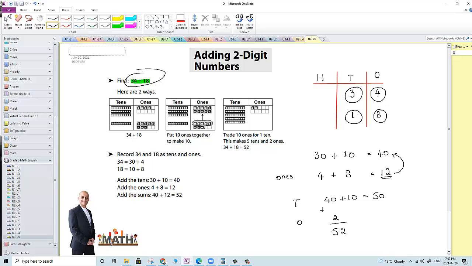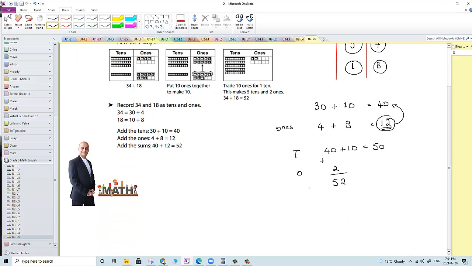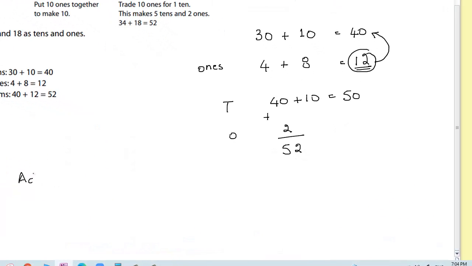So you see, right away I can add this way using the place value chart. The 4 and the 8 give me 12, but this 12 is under the ones. The maximum number in the ones is 9, but 12 is too much, so I can give the 10 to the 40, and then the 40 will be 50, and the 2 will stay under the ones. So let's see another example.